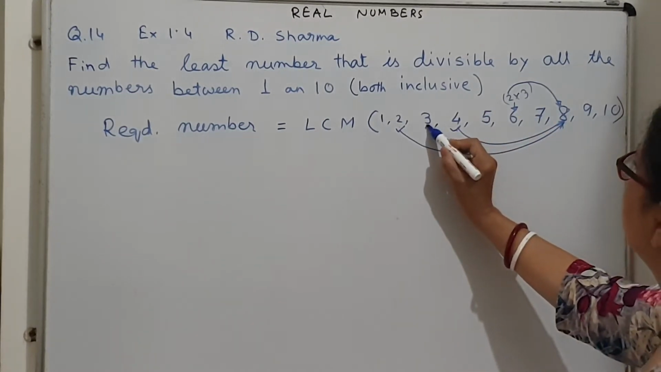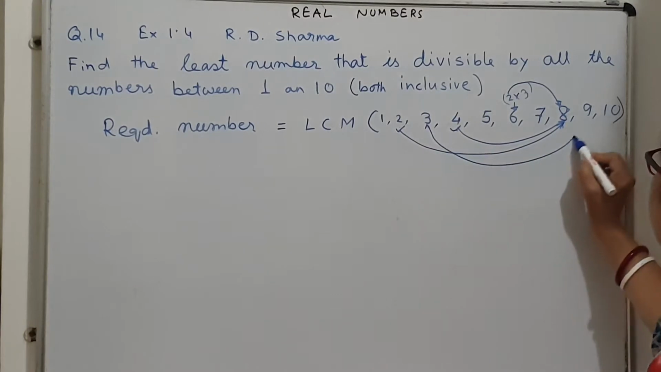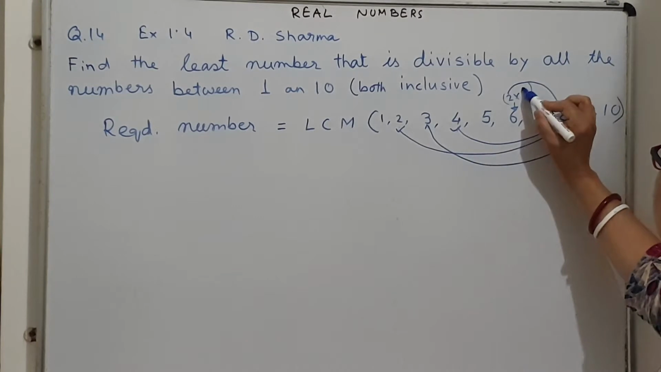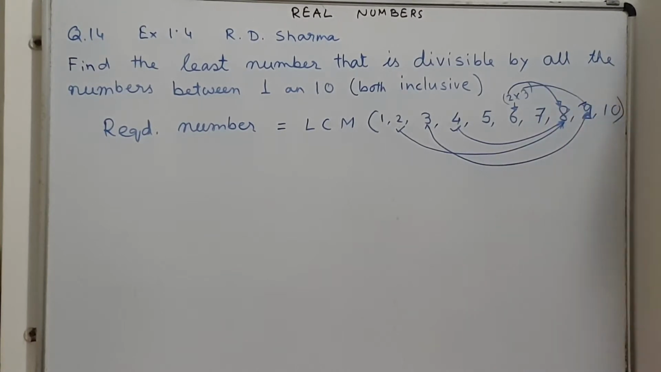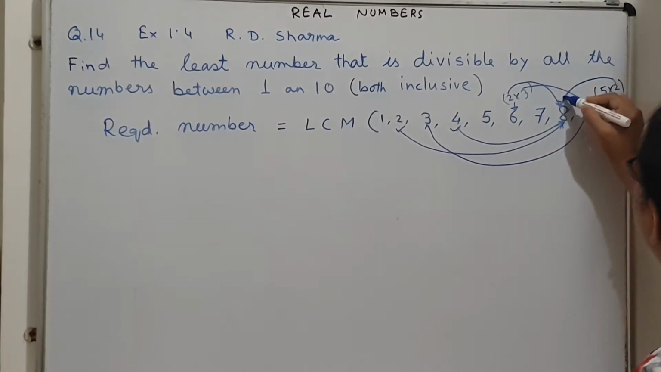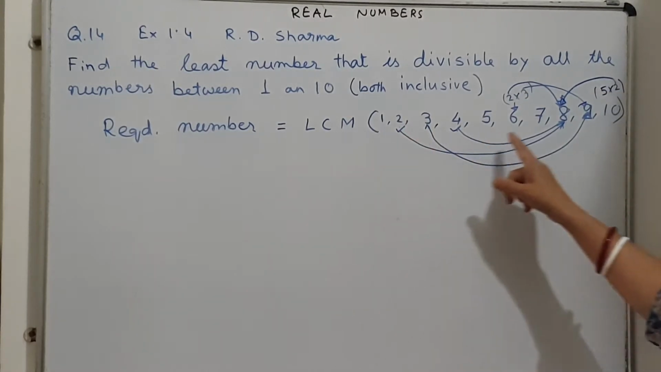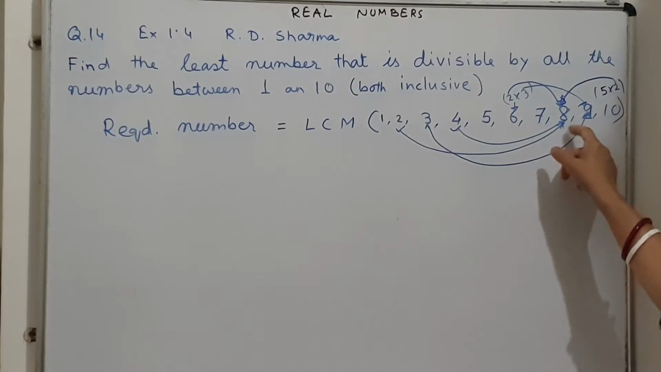And then these 3 will be coming here. That is, this 9 is a multiple of these 3 as well as of these 3. 10 is a multiple of 5 and 2, 5 into 2 is 10. So these 2 of 10 will be included in 8. In this way we can see all the prime factors are included in their multiples.